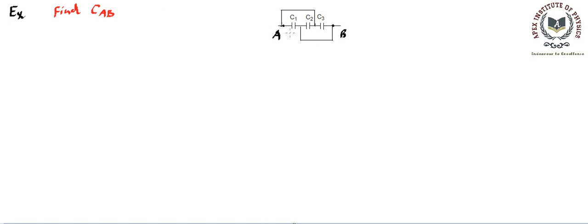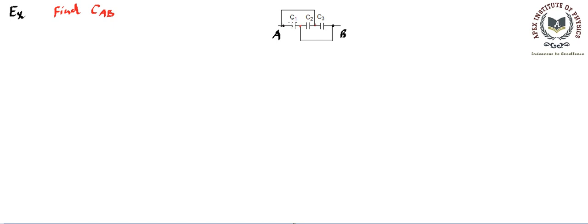So here, if we try to find out, this is a potential A, so this point will also have a potential A. This is potential B, so this point is also going to have a potential B. And then here, let's talk about the C1. Can we say the charge on C1 is going to be 0?